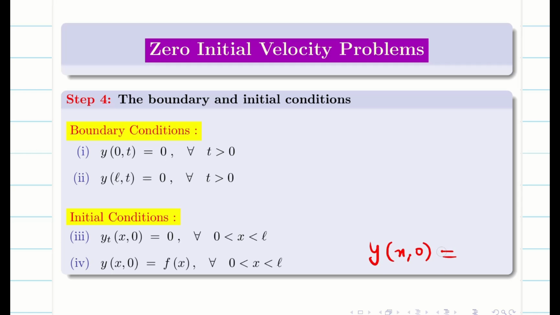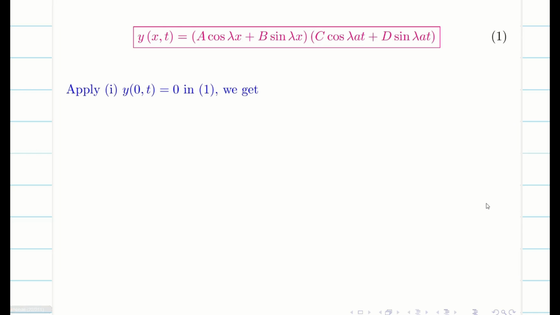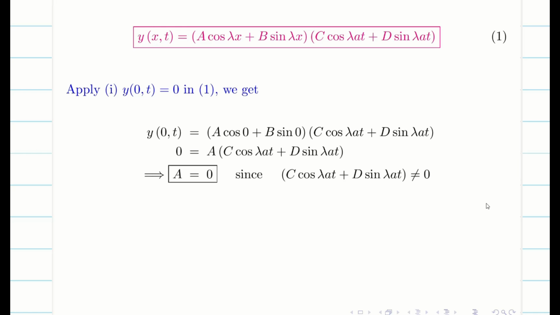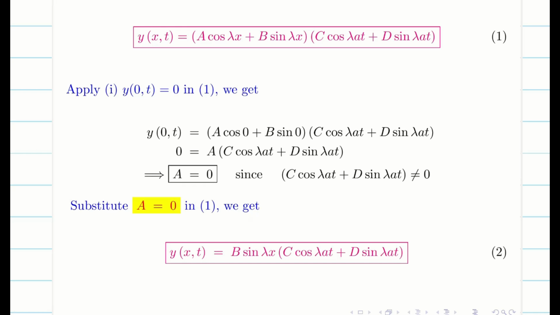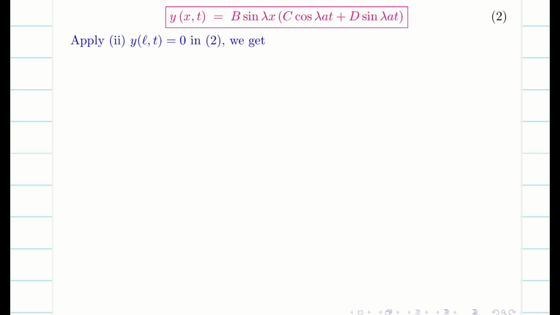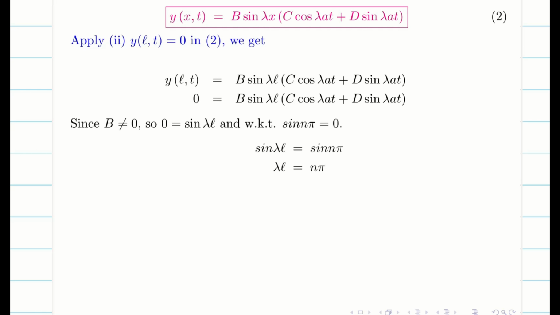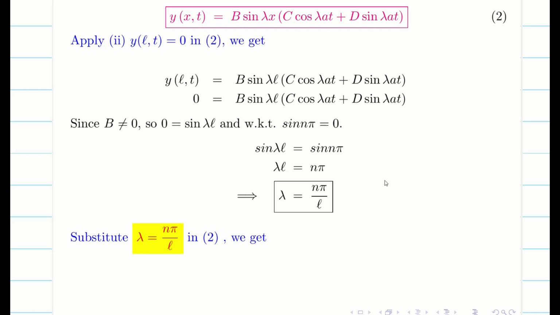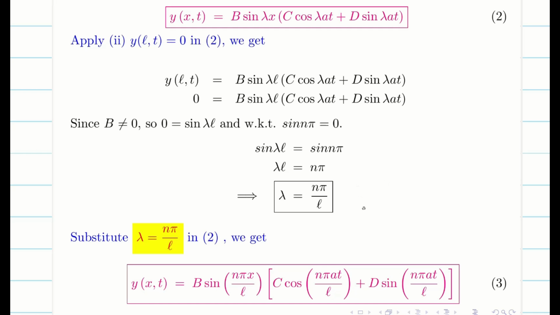As I said in the procedure, whatever it is, simply write it as f of x. At the end of the problem, we can see what this f of x given in the question is. Next, take this equation, apply condition 1 in 1, we get A equal to 0. When you substitute A equal to 0 in 1, we will be getting equation 2. That is B sin lambda x, (C cos lambda at plus D sin lambda at). Now, apply condition 2 in 2, we will be getting lambda is equal to n pi by L. So substitute lambda equal to n pi by L in 2, and we'll be getting the new equation.